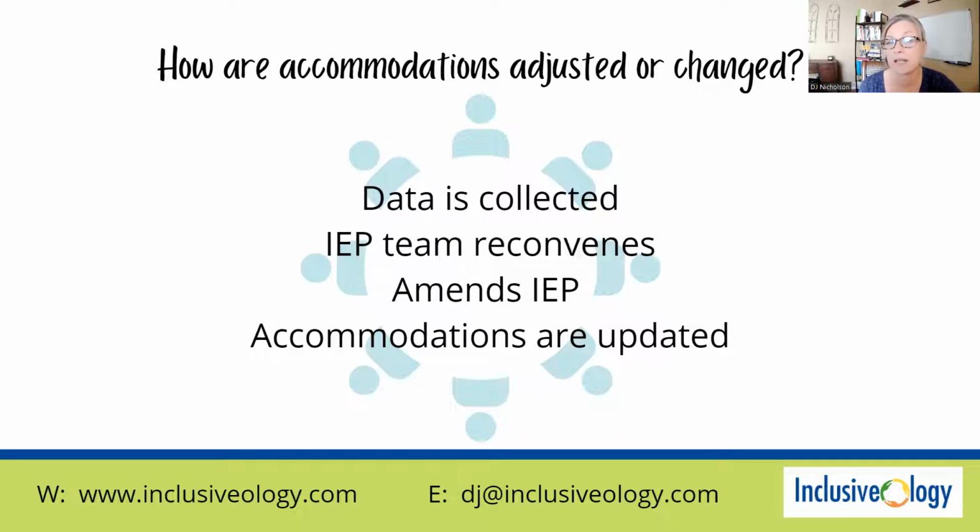So let's chat for a minute on how they are adjusted or changed. Remember, accommodations are not anyone's personal opinion. When you sit down with the IEP team at the table, it is always based on data. We use data to drive decisions when it comes to determining accommodations, whether adjusted, changed, or eliminated completely because the student is having success. So when data is collected, the IEP team is going to reconvene and take a look at what accommodations are being provided right now and what needs to change. Based on that data, the IEP will be amended and then the accommodations are updated.